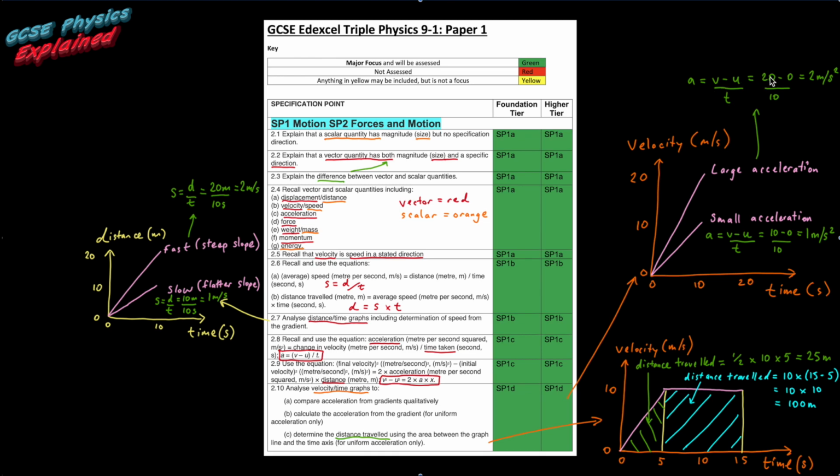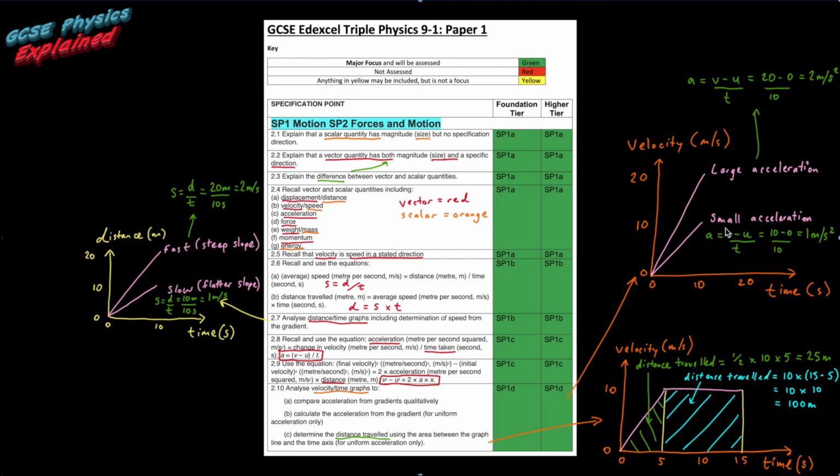So v is the final velocity. You can see here the final velocity was 20 meters a second. The initial velocity for the full slope was 0 meters a second. So 20 take away 0, and all of that change in velocity happened in 10 seconds. So that comes out as 2 meters per second squared. Make sure you get the units right.